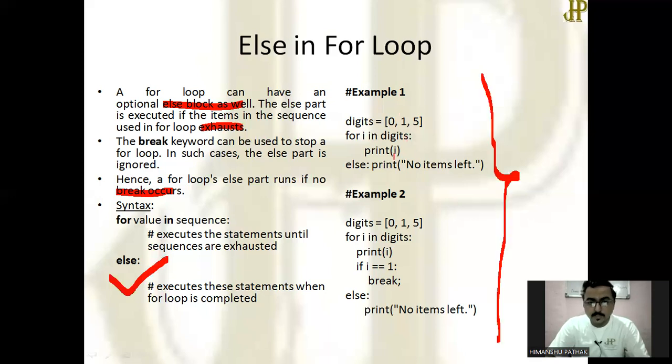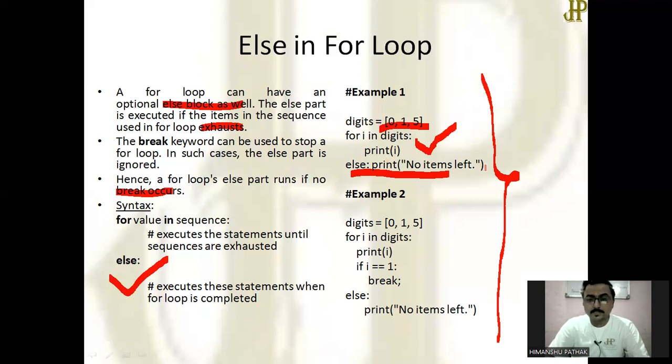In the first example, all the elements of the sequence are successfully executed. Thus, the else part will also execute. So 0, 1, 5 and no item left. All four values will be printed.